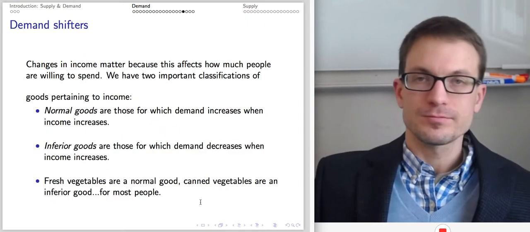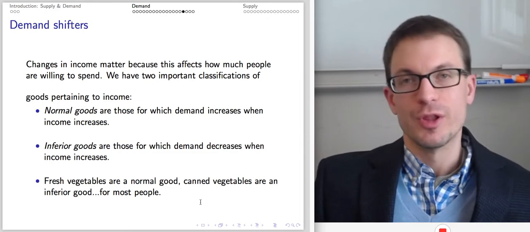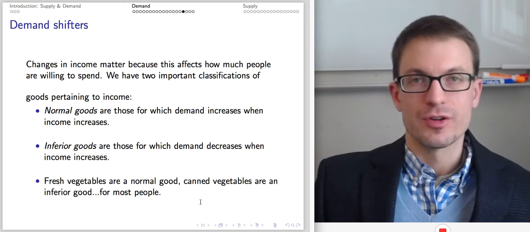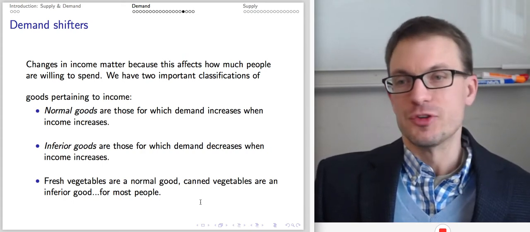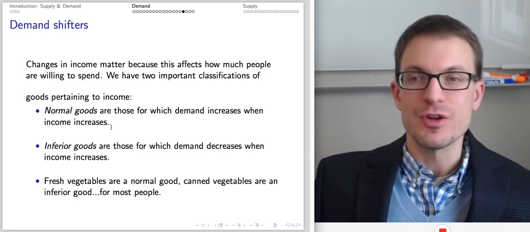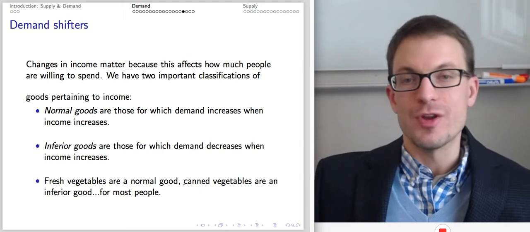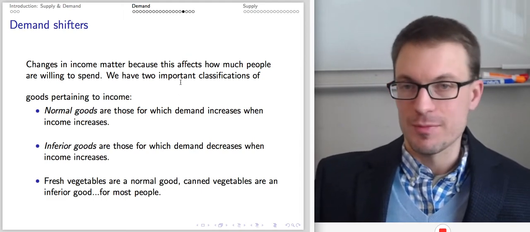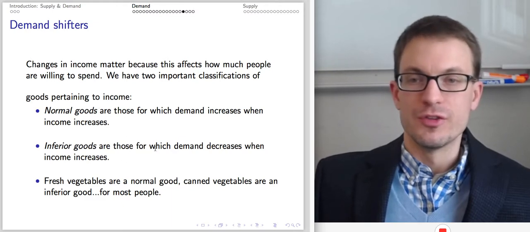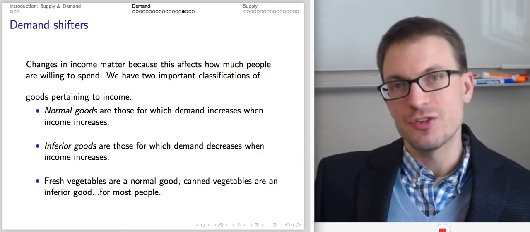Okay. All right, so changes in income matter because this affects how much people are willing to spend. So we have two important classifications of goods. This is another collection of important definitions. So normal goods and inferior goods. Normal goods are those for which the demand increases when income rises. So as your income rises, if you buy more of that type of good, we consider that good to be a normal good. Inferior goods are those for which demand decreases when income increases. So as your income rises, you buy less.